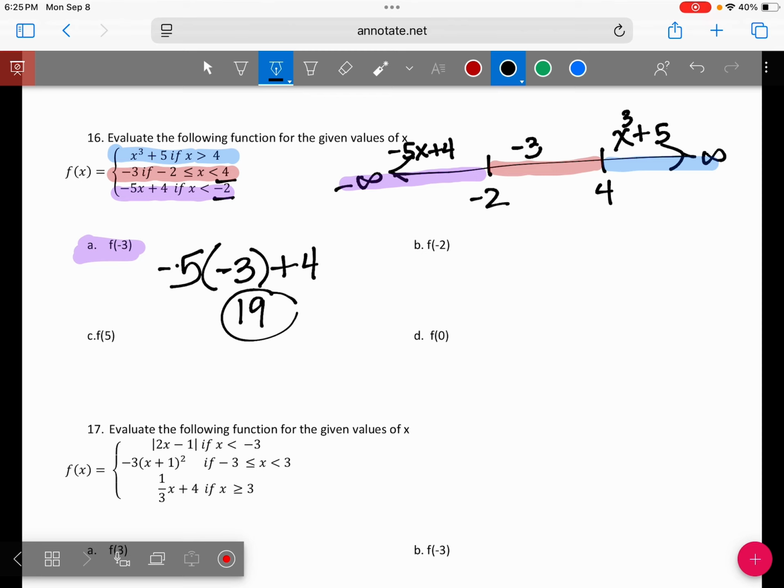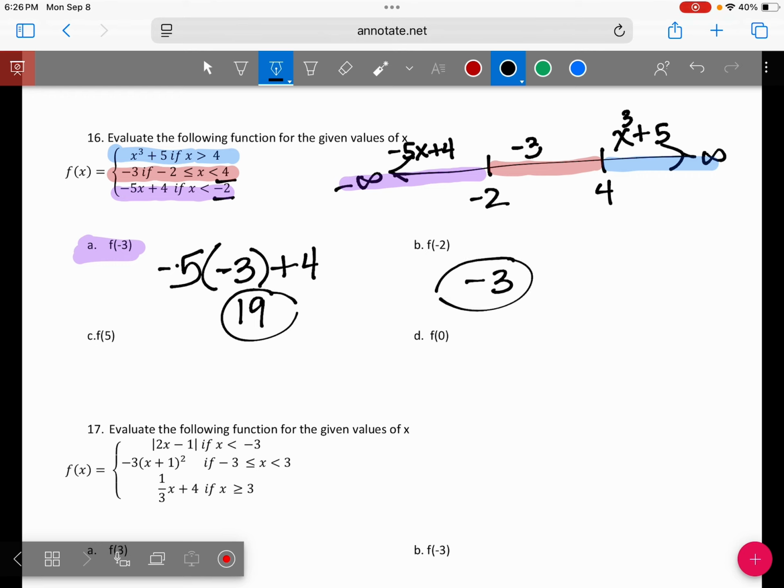All right, negative 2. Notice negative 2 is right here. So it could be purple, it could be pink. How do I know? Well, I need to look here at the rule. Notice that the equal sign for the negative 2 is in the pink, not the purple. So negative 2 belongs to my middle piece. And the answer is just negative 3. No calculator needed.